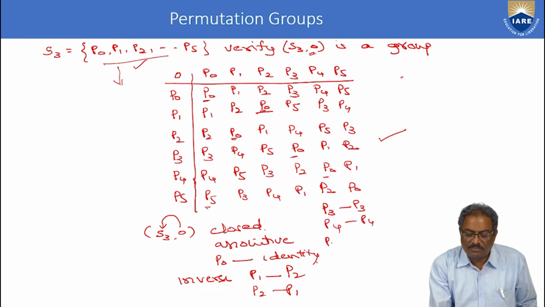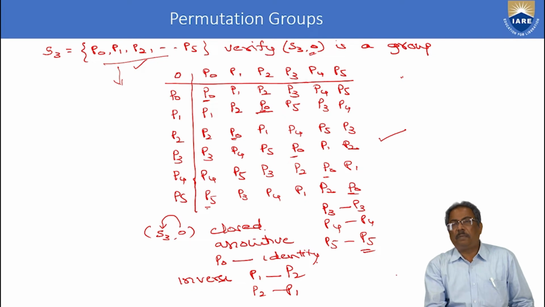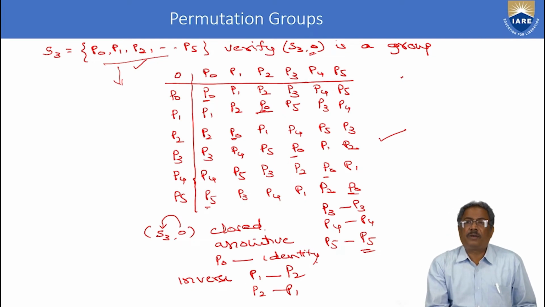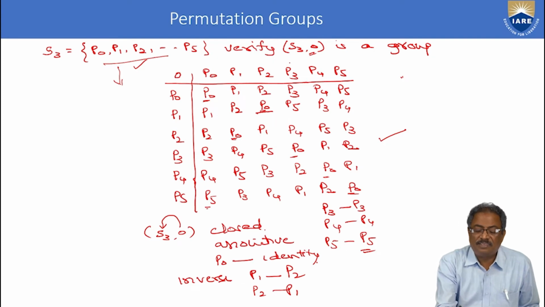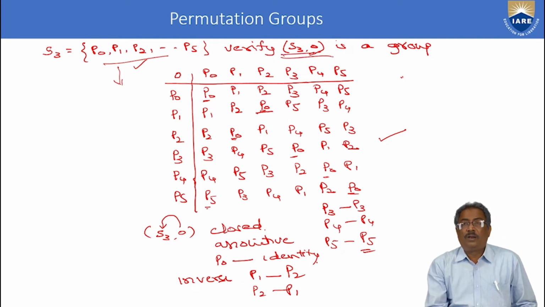And P5 inverse is P5 itself. That means for each and every element from this set, the inverse element obviously exists. That means the inverse function exists. So we can say that this is a group. Now we have to verify whether it is an abelian group or not.